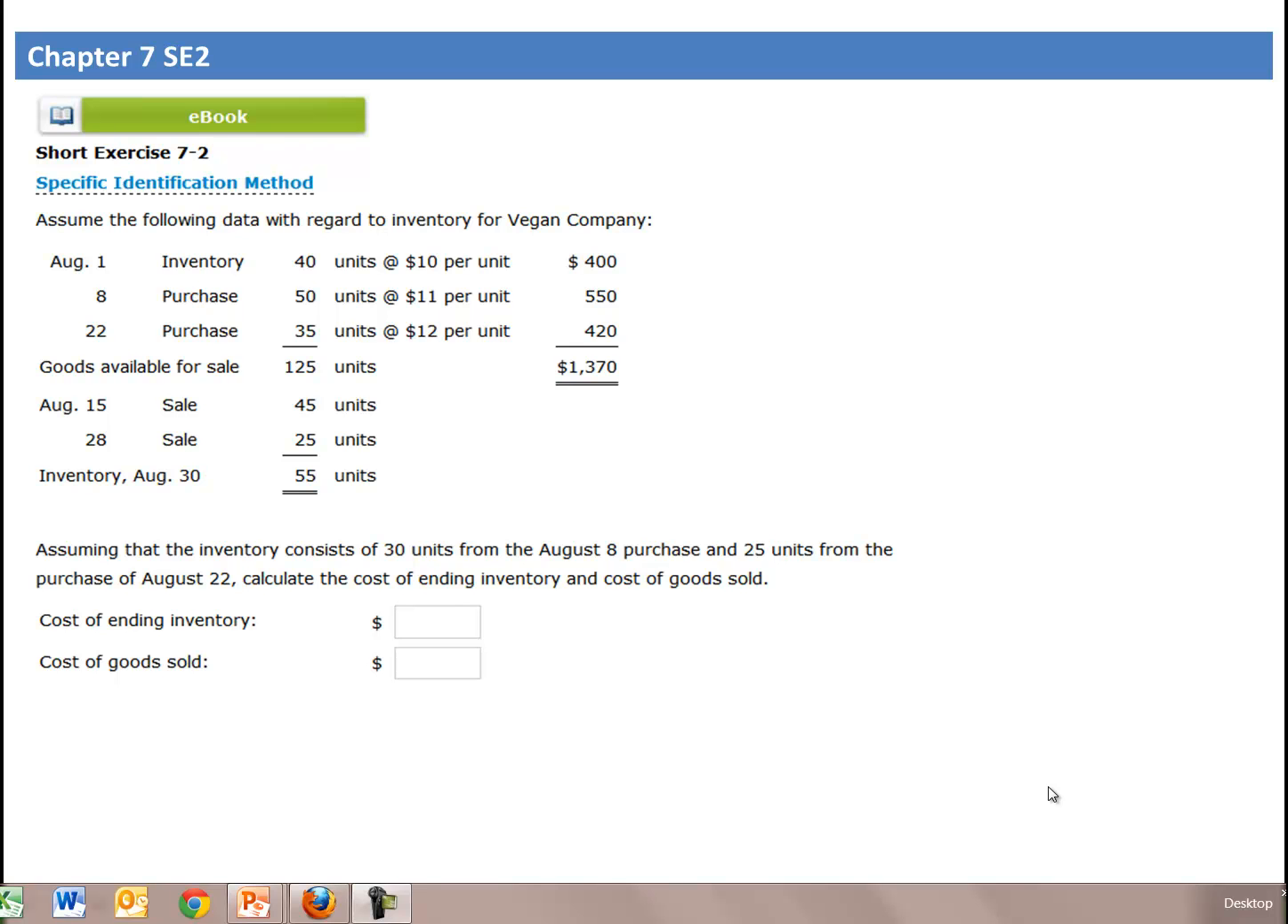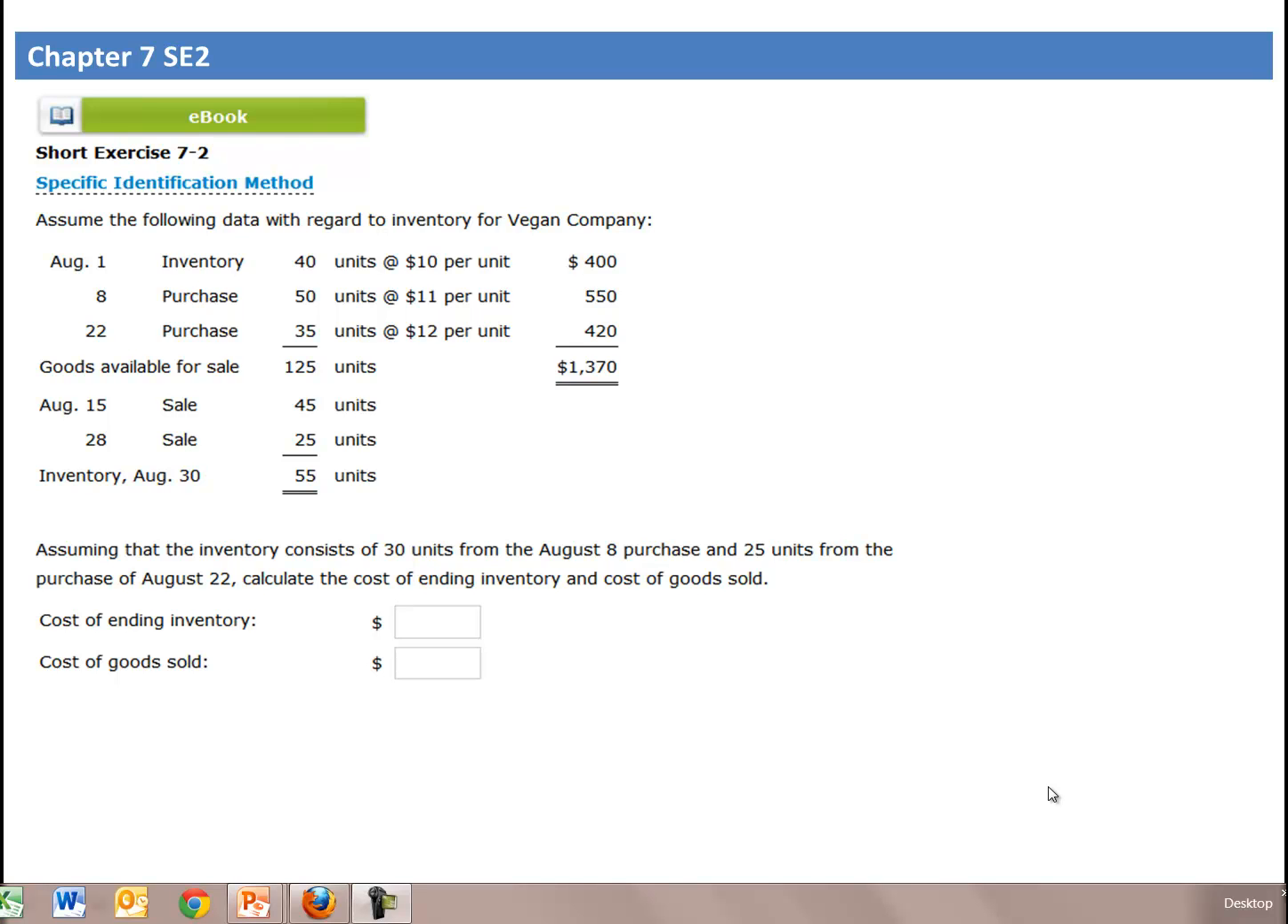In this example, we are looking at the specific identification method in calculating our ending inventory and our cost of goods sold. So the specific identification method is just a method that businesses can choose to track the costs and sales of their inventory. So in this example, you can see what happened through the month of August.